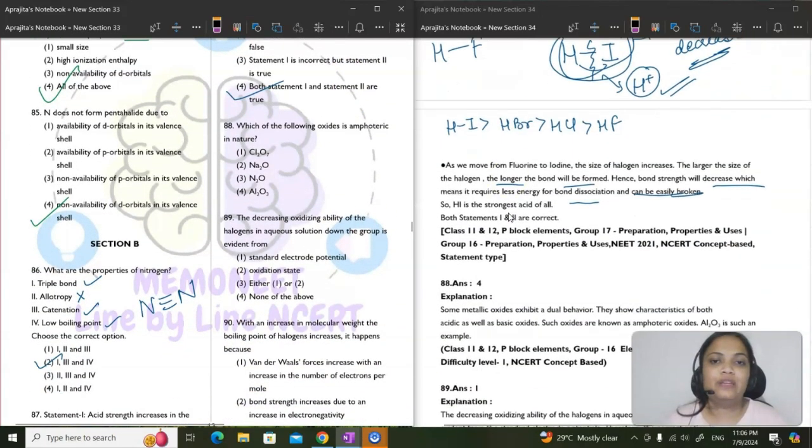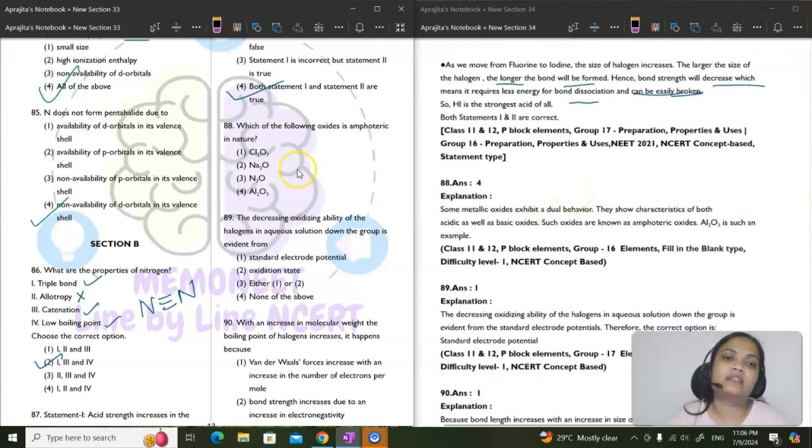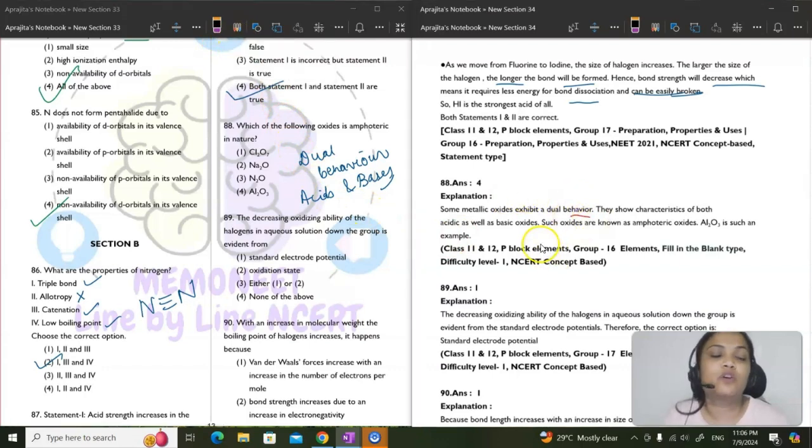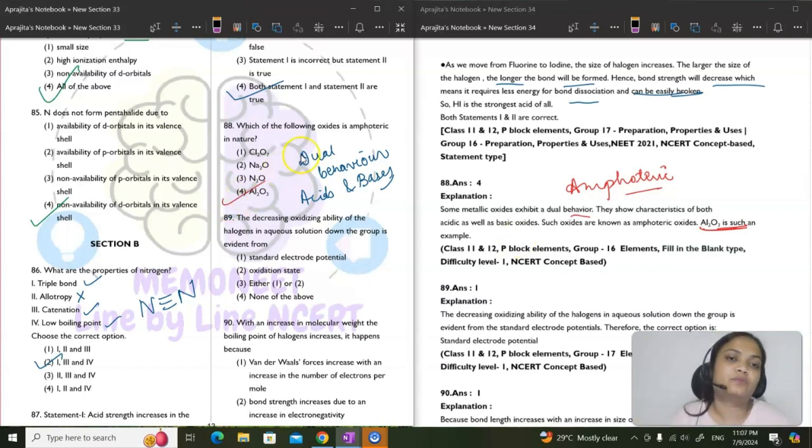Which of the following is amphoteric oxide? So you know, students, that some metallic oxides exhibit dual behavior. Dual behavior means they can behave as acids also and they can behave as bases also. So those oxides which can behave as acids and bases are called amphoteric oxides. Okay. So aluminium oxide is an example. Aluminium oxide, zinc oxide, lead oxide, these are the ones that are amphoteric. Keep that in mind. So it means option number 4, which is aluminium oxide, is going to be amphoteric in nature.